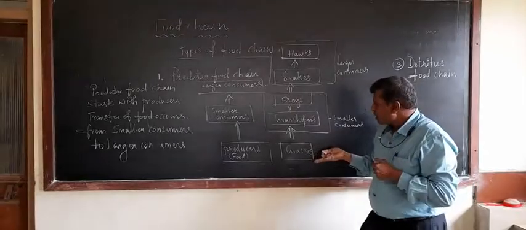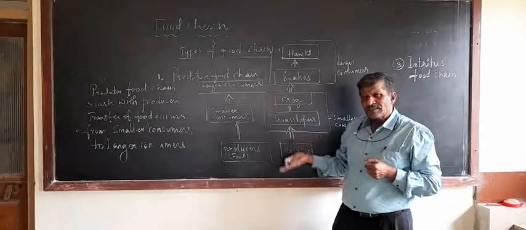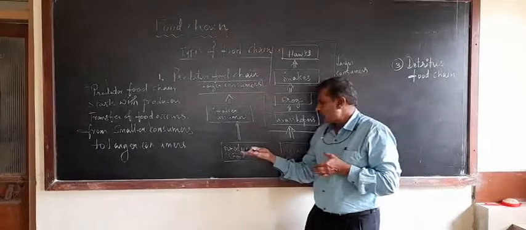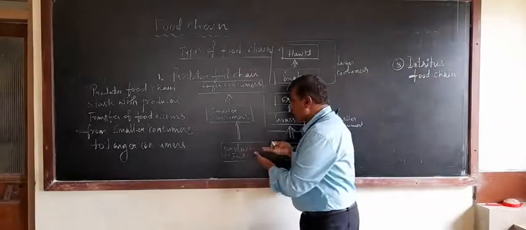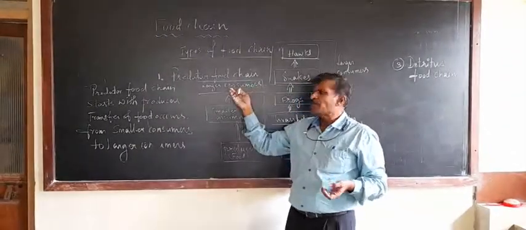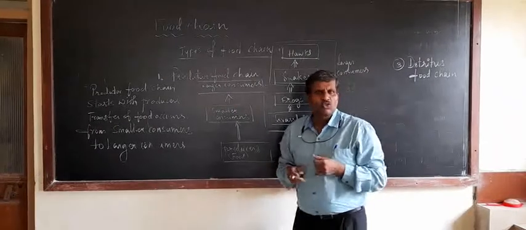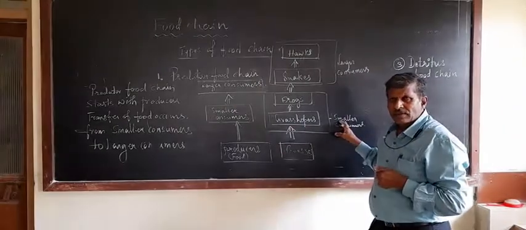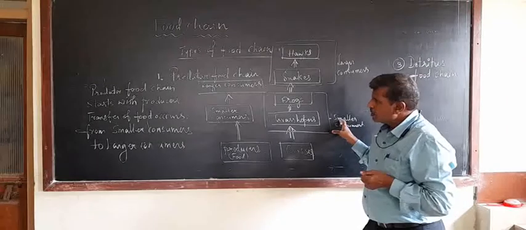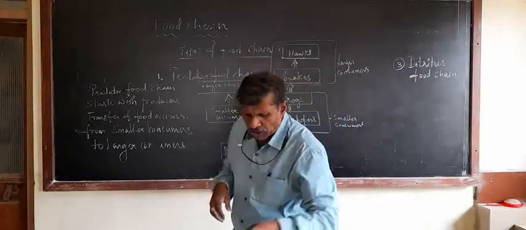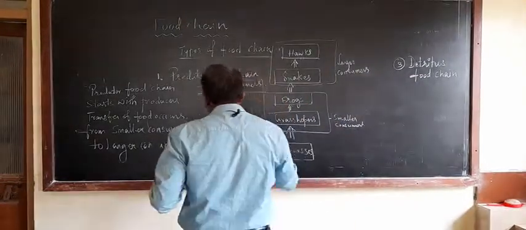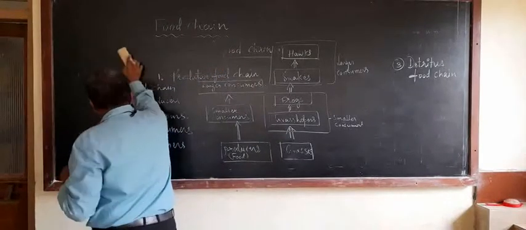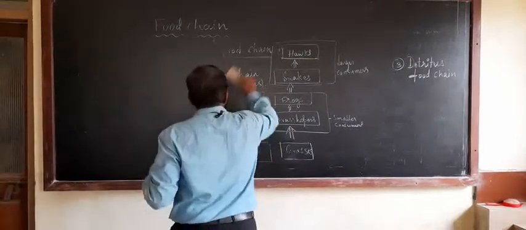That is why we consider here the predator food chain: transfer of food occurs from producers to smaller consumers, then finally to larger consumers. Let me consider the second kind of food chain. We consider the second kind of food chain as parasitic food chain.